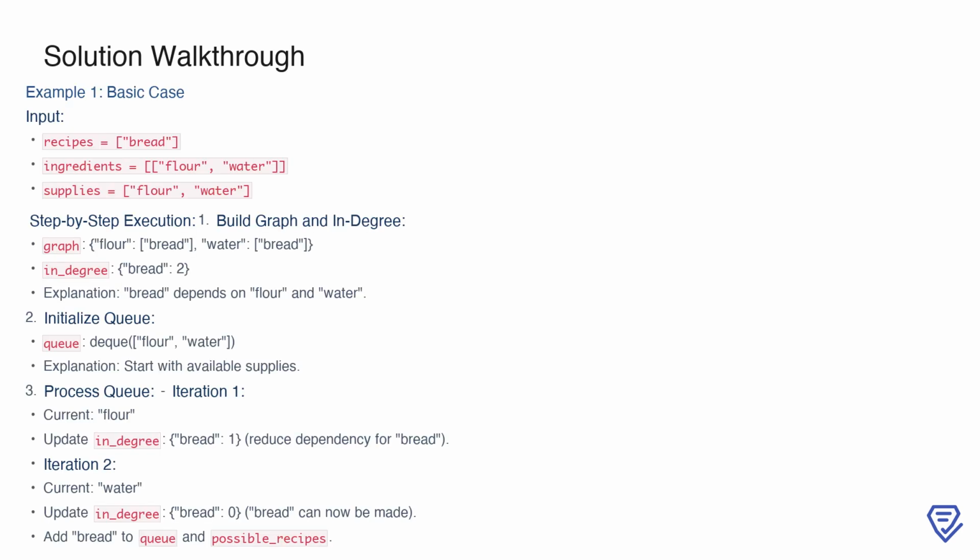In this basic example, we are tasked with making the recipe bread using the ingredients flour and water, which are already available in our supplies. First, we construct a graph and an indegree map. The graph represents the relationships between ingredients and recipes. Flour and water lead to bread. The indegree of bread is 2, indicating it depends on 2 ingredients.